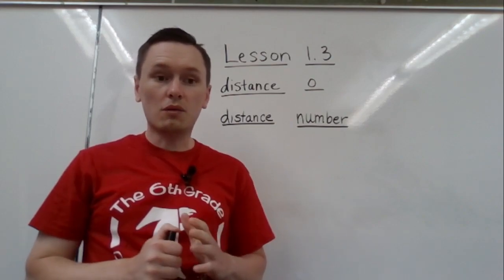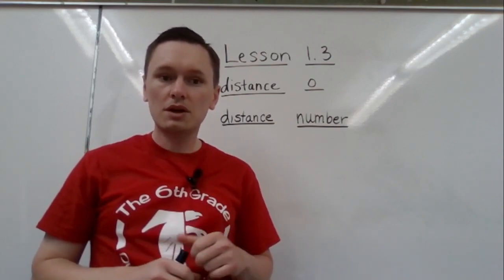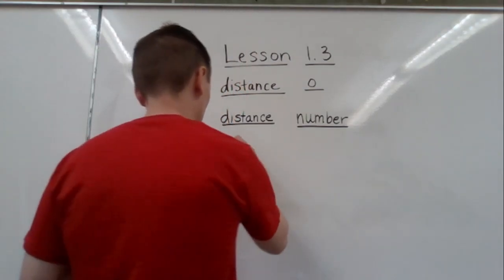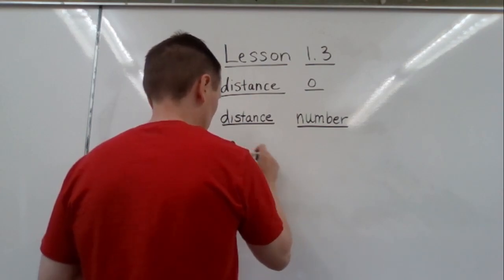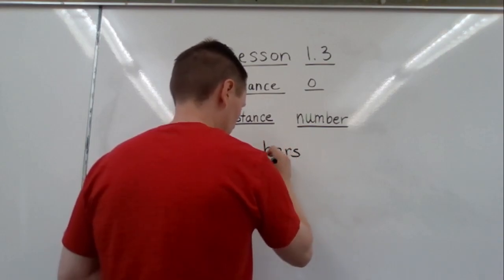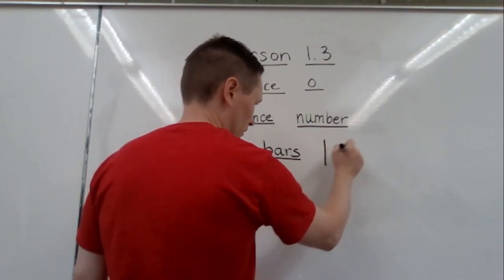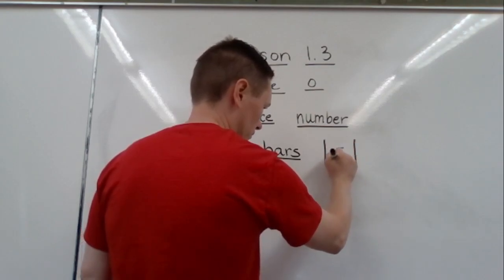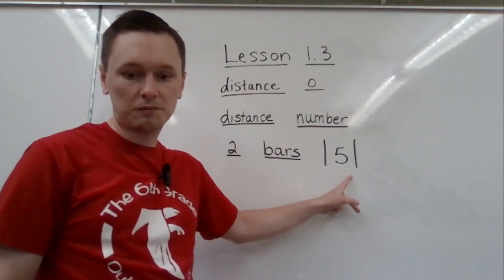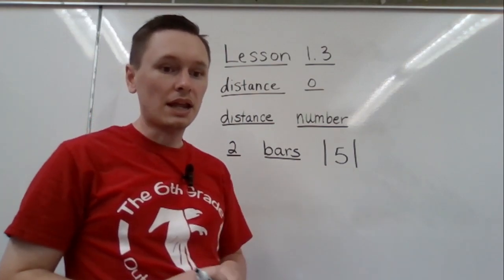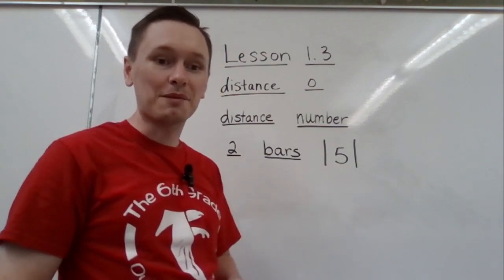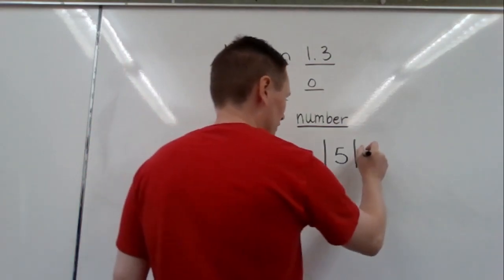Okay, so now when we represent absolute value, we see that it's represented with two vertical bars that look like this. So that here says the absolute value of 5.